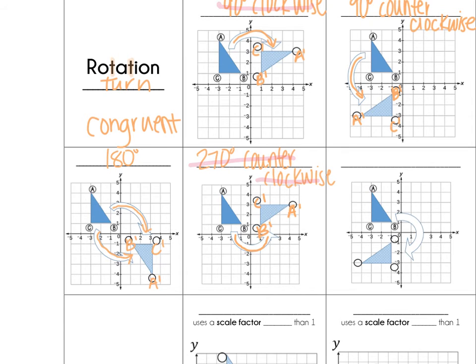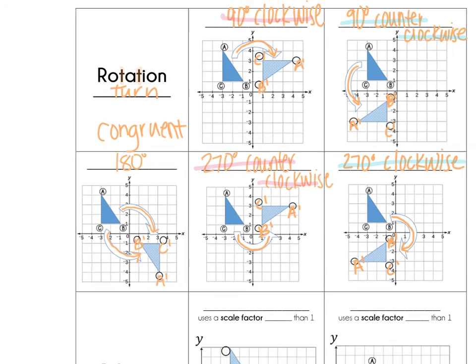And then the last one is 270 degrees clockwise. So it goes the same direction as a clock. We have B prime, C prime, and A prime. And if you notice, 270 degrees clockwise is the same image as 90 degrees counterclockwise.